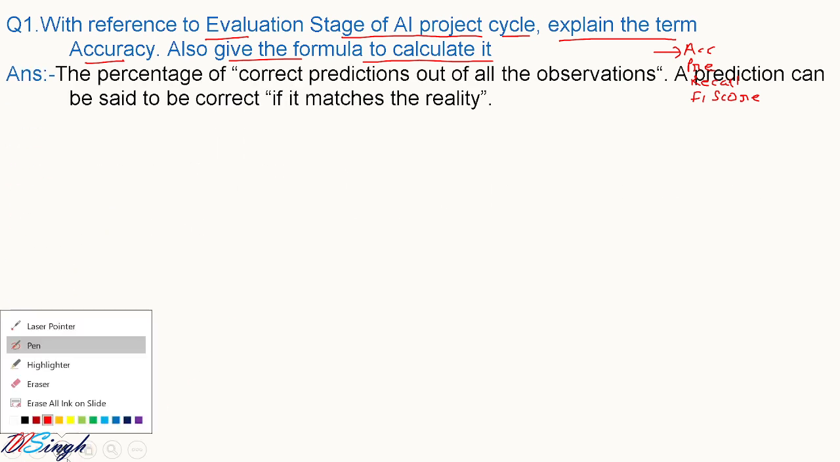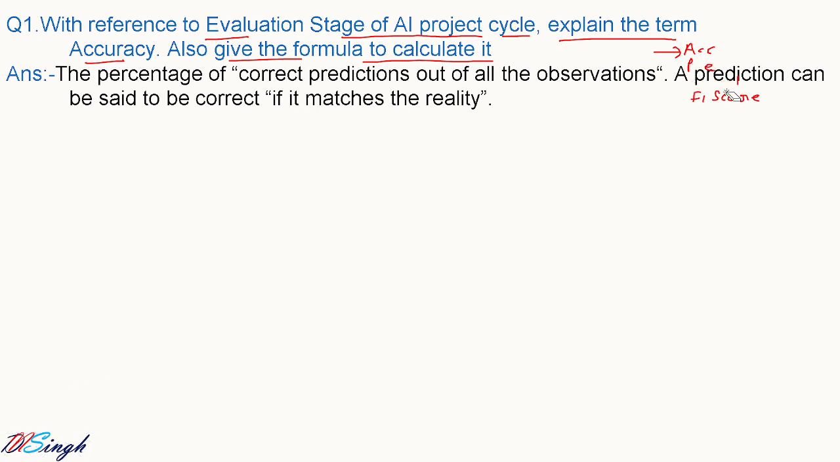Accuracy is the percentage of correct predictions out of all observations. A prediction can be said to be correct if it matches the reality. So this is the definition. The percentage of correct predictions out of all observations is called accuracy. Now, what are all observations? All observations are true positive plus true negative plus false positive plus false negative.